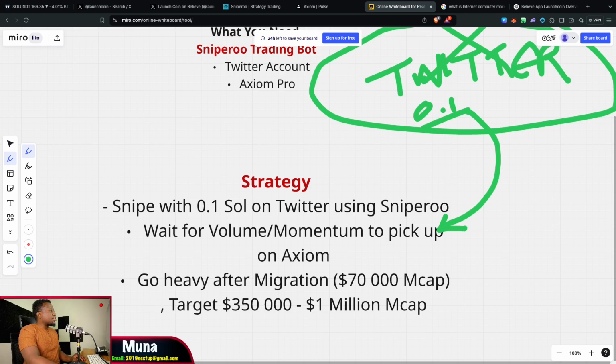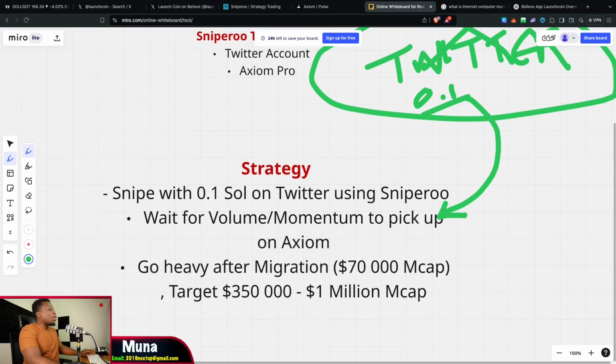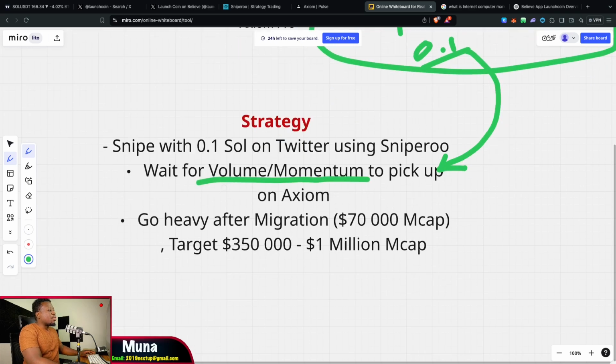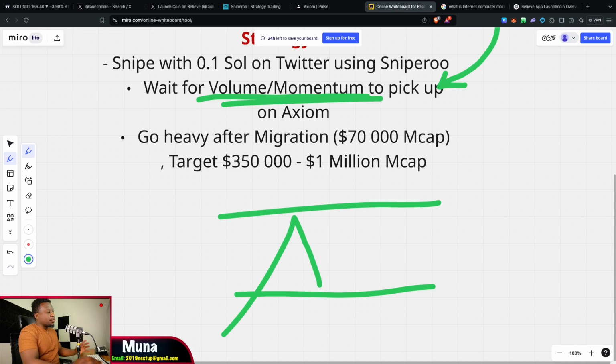Once it gets approved and you see the build up in momentum as far as the Axiom pairs are concerned, you're going to monitor it on the new pairs. It goes to final stretch. If it is a very good Twitter account, believe you me, it's not even going to last long here. It's going to take less than 2 minutes to go from the new pair, to final stretch, and migrated. There is going to be a lot of crazy volume and crazy momentum. So what you're going to look for is a retest right over here, like a drop, wherever the price is going to go to, because this is going to vary.